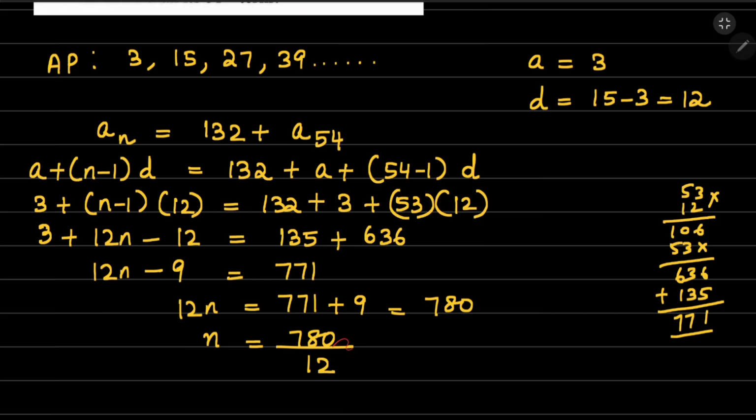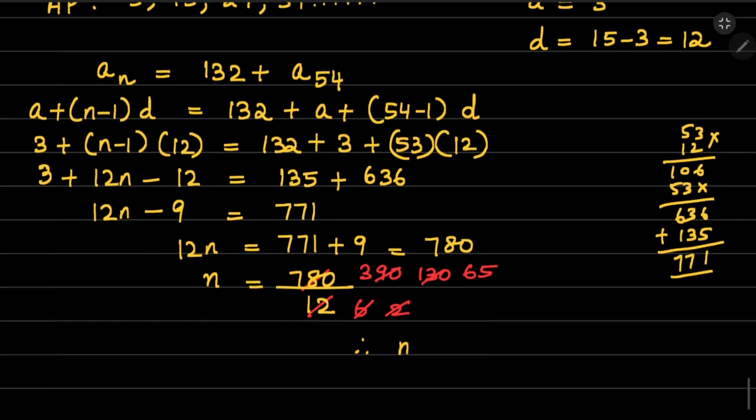So you can cancel. 2 6s are 12, 2 3s are 6, 2 9s are 18, 0. Again 3 2s are 6, 3 1s are 30, again 2 6s are 12, 65. So I'm getting n is equal to 65. Therefore, n is equal to 65.